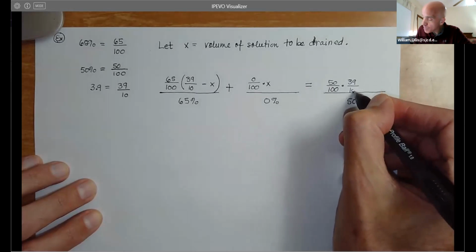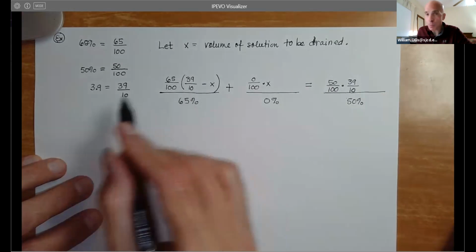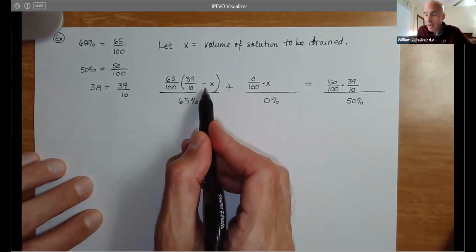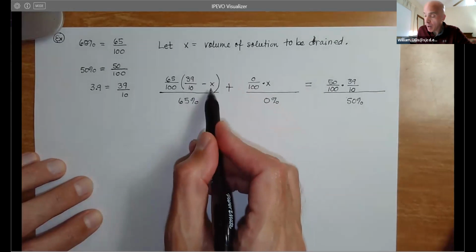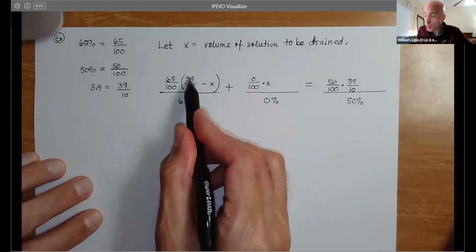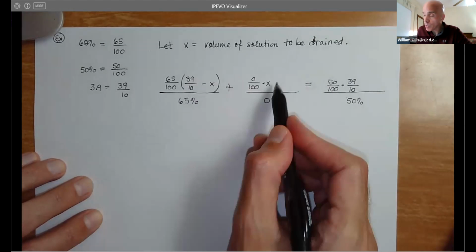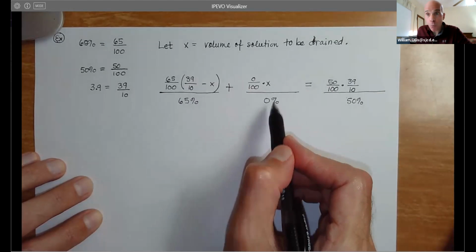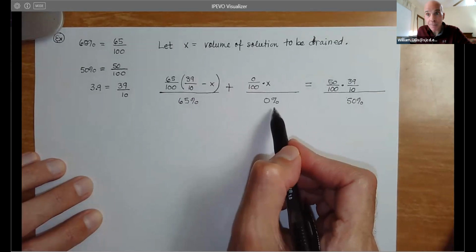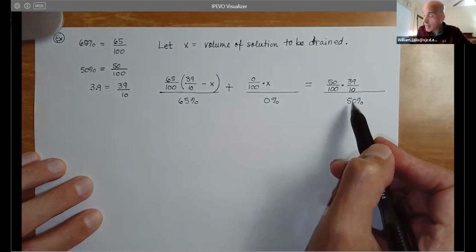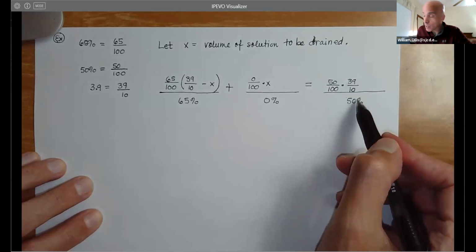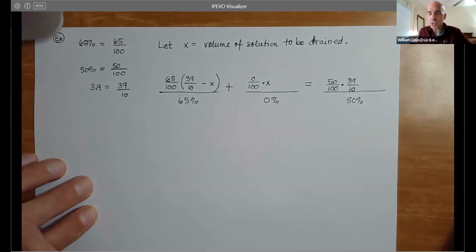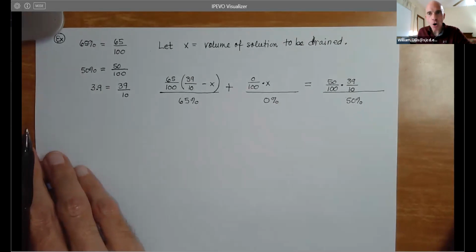So this represents the algebra, that is, the word problem in an algebraic way. That is, we have to remove X liters of this solution. So that gives us 39 over 10 minus X. We're going to add X liters of water, which is 0% antifreeze. And the goal is 39 over 10 liters of 50% antifreeze. So now that's our equation. That's our setup. That's the hardest part.